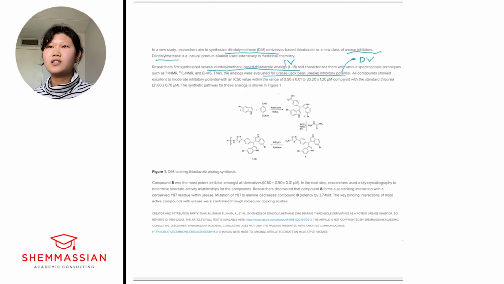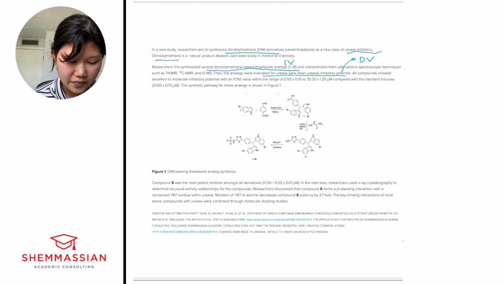Another side note is that the MCAT will give you a passage topic that most people will not be familiar with. Urease inhibitors or diindoyl methane derivatives is not on the outline for an exam. And that is the gist of the exam: knowing what to do with unfamiliar information and picking out the big picture within it. So here we figure out the independent variable, the dependent variable, and how they tested it.